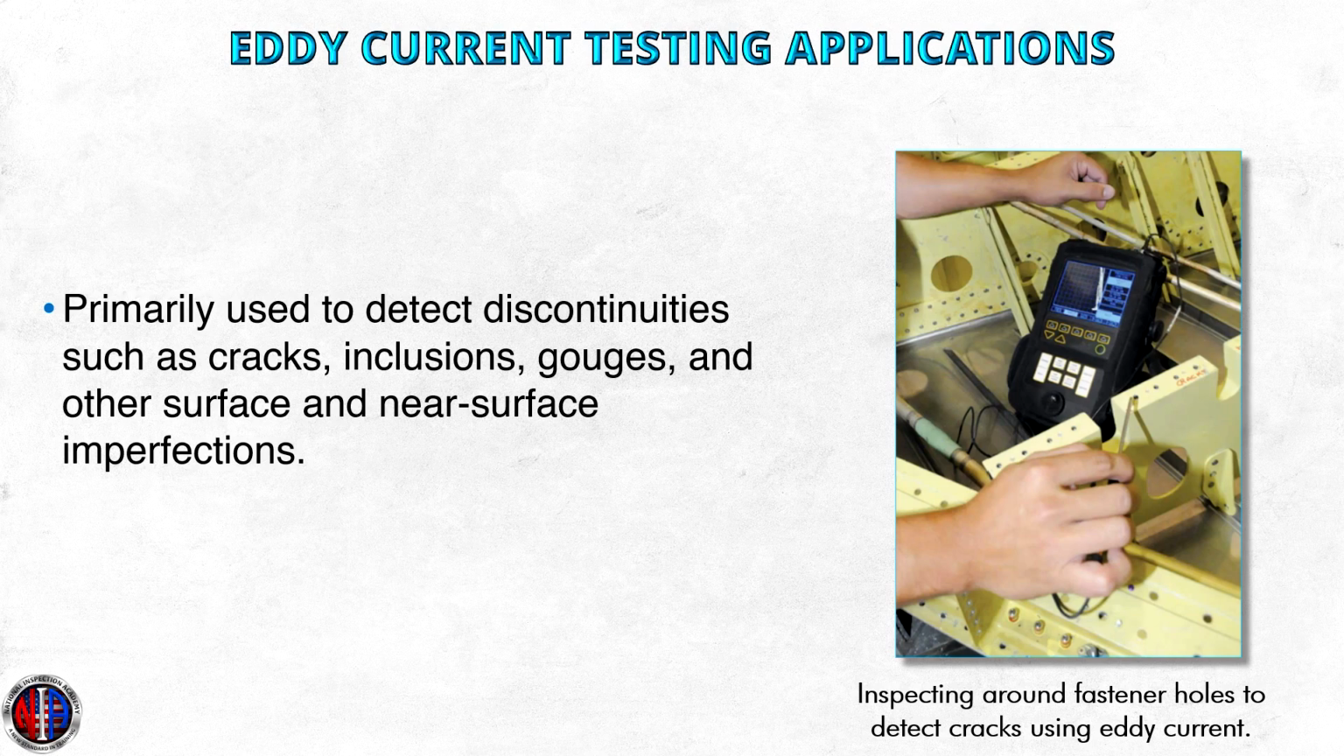Typically, the primary purpose of eddy current testing is to detect discontinuities such as cracks, inclusions, gouges, and other surface and near-surface imperfections that could affect the serviceability of a part. Finally, eddy currents are also a useful tool to detect changes in the geometry of a part, such as measuring back wall surface corrosion, which can cause thinning of material.